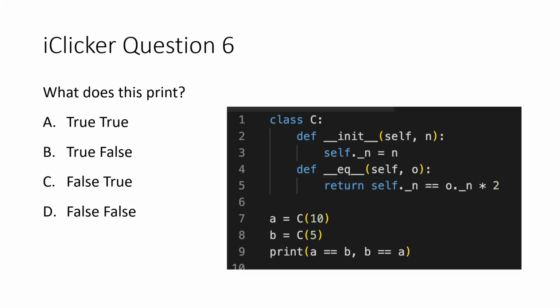So, for example, what is self in this case? What is self in this case? And for example, if here self is A or if it is B, what would self underscore N be? So, let's see.